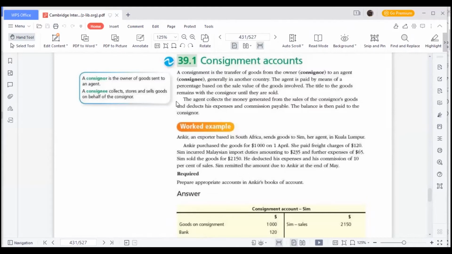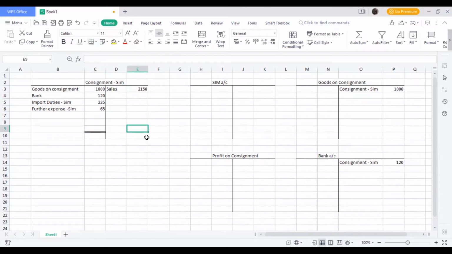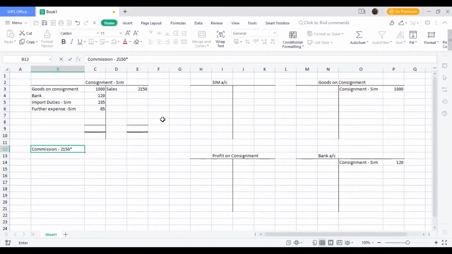So now I'll take 2,150 here, saying sales. Here I'll record the commission which they have earned. Who is earning? This guy, SIM, is earning a commission from the sales he has made. How much is the commission? 10%. So 2,150 into 10% is going to be 215. So I'll write here commission.